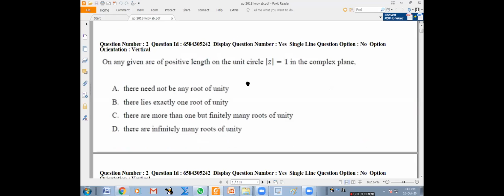Okay, the second question, the statement I did not like. In the options, they were talking about roots of unity, but they did not tell which roots, square roots, cube roots. I think they're talking about all kinds of nth roots of unity. They can be 20th roots, 100th roots, and so on. I'm sure that is fairly simple.